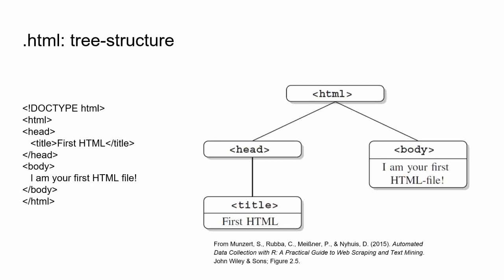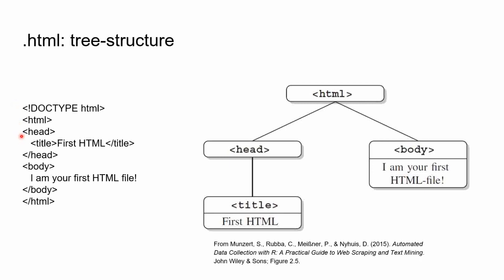An HTML document is like a family tree with different members, each playing their own role. Here, document type HTML. This is like telling everyone we are going to speak in HTML language. It's not really part of the family, but it sets the stage. HTML. This is the grandparent of all other elements. It wraps around everything else in the document.